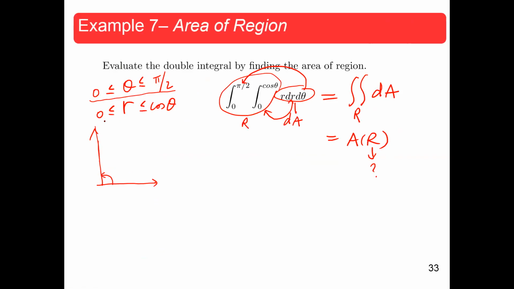Second, radius is from 0 to cosine theta. When radius equals 0, it's referring to the origin. So it starts at the origin. And secondly, it should stop at r equals cosine theta. Okay. What's the graph of r equals cosine theta? This one you should have learned in calculus 2, when the professor introduced the polar system, right? r equals cosine theta, you can get its graph.